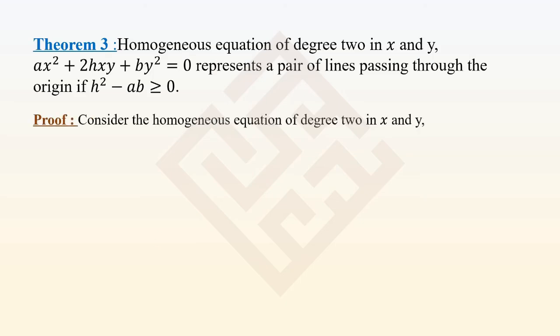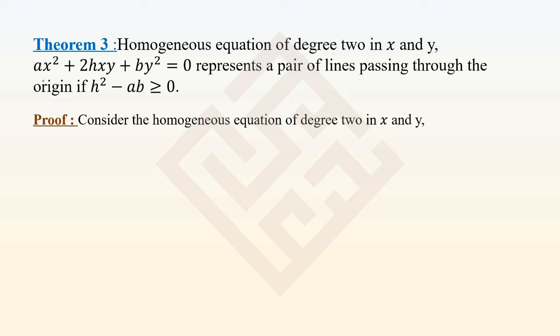Now we are going to see the next theorem. The theorem is: a homogeneous equation of degree 2 in x and y, that is ax square plus 2hxy plus by square is equal to 0, represents a pair of lines passing through the origin if h square minus ab is greater than or equal to 0.